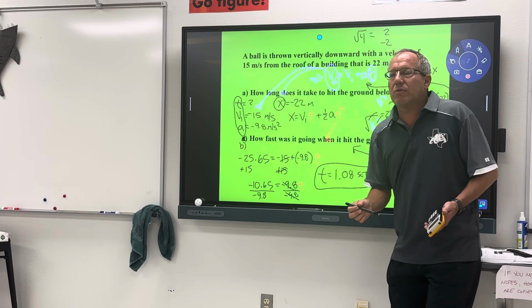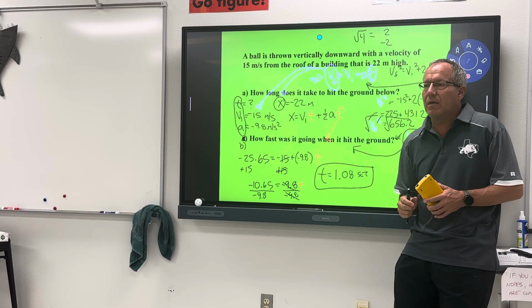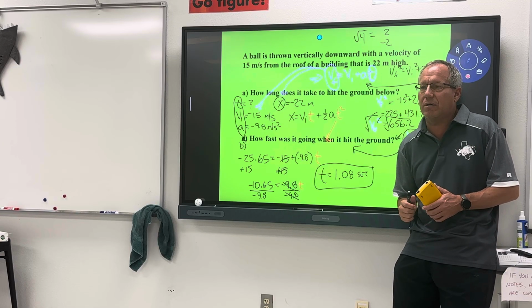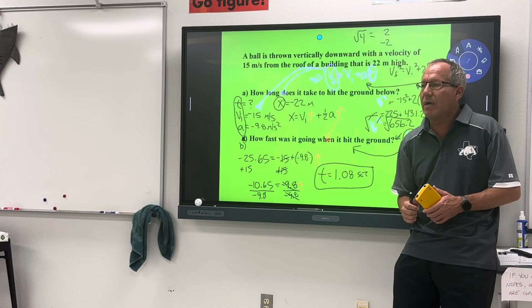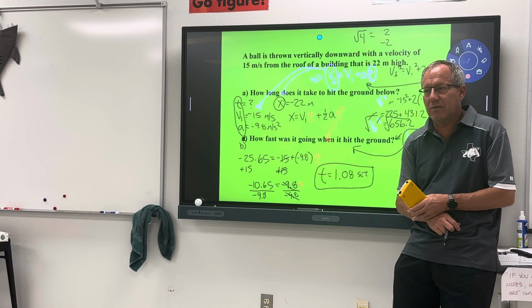Yes, every once in a while, depending on the problem, and all these problems are very unique, you might have to go through a second equation to help you solve for the original one, depending on what is given in the problem. All right, does that make sense?